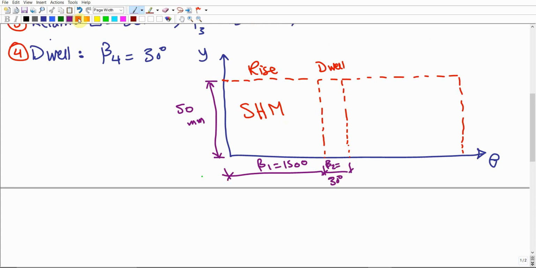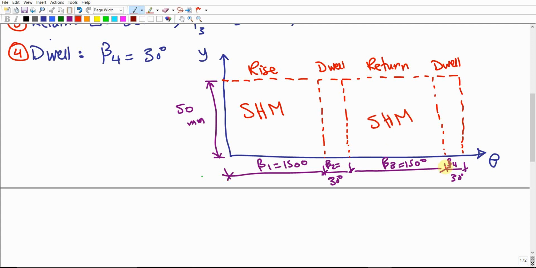Then we're gonna have the return. This is gonna be the return for only 150 degrees, beta 3 is gonna be 150 degrees. And definitely we're gonna have the dwell for 30 degrees. This is gonna be beta 4, right? And this is gonna be the return, and we should have another dwell period. Make sense? And the return type of motion is simple harmonic motion as well.